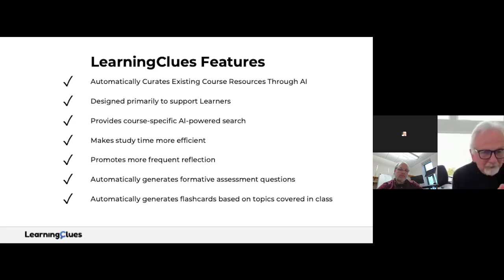But after that, it's connected and we get access to the content. You can shut it off anytime you want to. We want to support the learners in the course, particularly those who maybe are time challenged. It's course specific, so you, as the instructor, have control over what's going to be included in the content that the students have access to. It promotes more continuous and frequent reflection. It generates formative assessment questions, and it generates flashcards based on the topics covered over whatever time period you want.